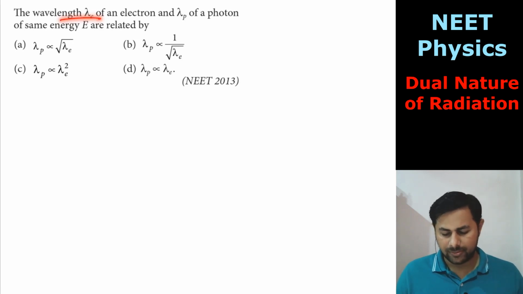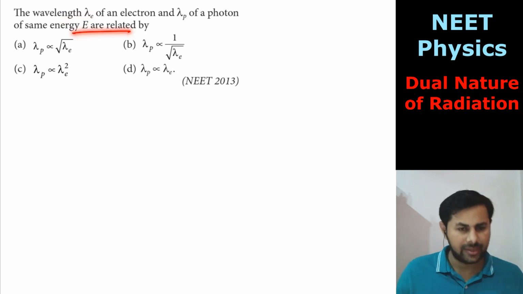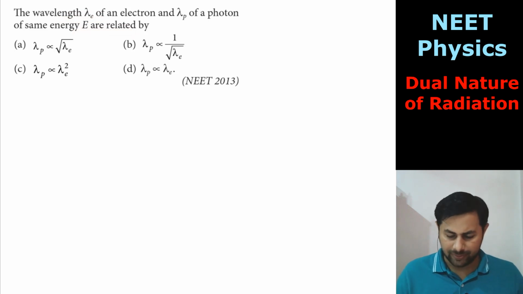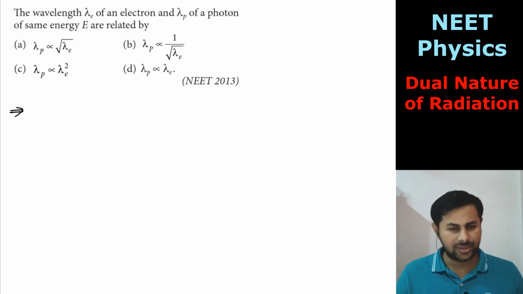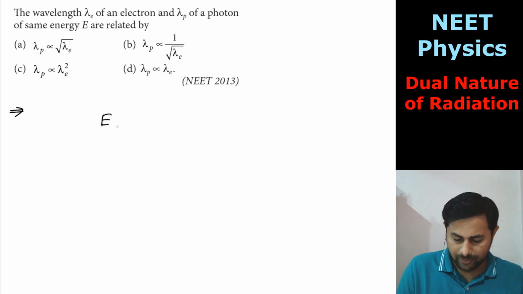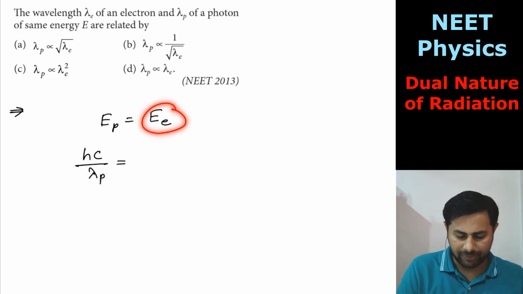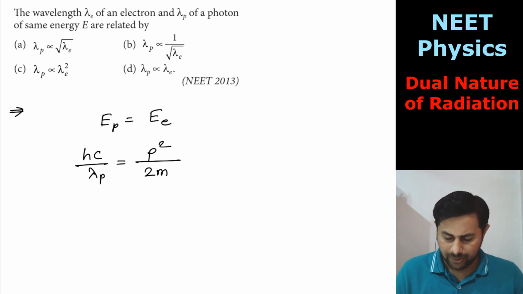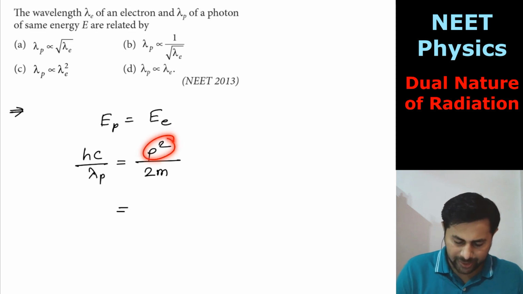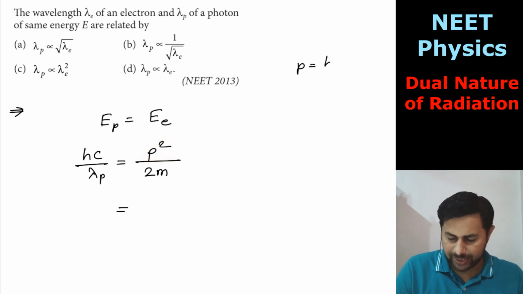The wavelength lambda e of electron and lambda p of photon of same energy E are related by... Actually, we had seen this. Energy is same, so energy of photon is equal to energy of an electron. We can put the formula in terms of wavelength. So it is hc by lambda p is equal to energy of electron, which can be written as P square by 2 times its mass, right? And P is equal to h by lambda.